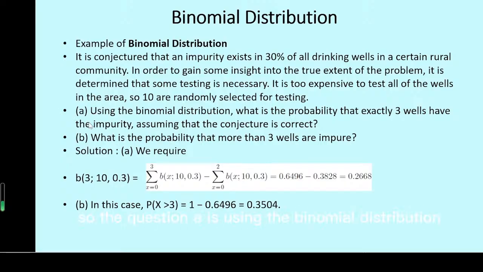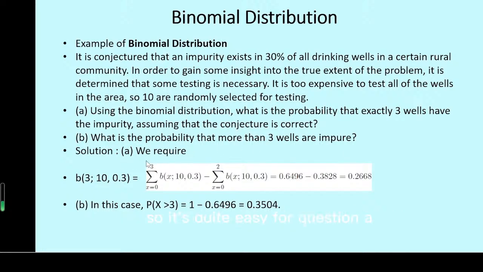Question A: using the binomial distribution, what is the probability that exactly 3 wells have the impurity, assuming that the conjecture is correct? And question B: what is the probability that more than 3 wells are impure?